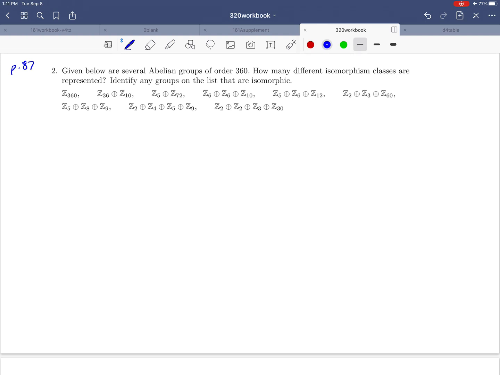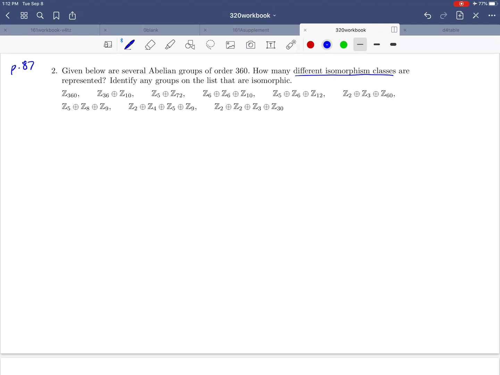Given below are several abelian groups of order 360, so every group on this list has 360 elements in it, and they ask us how many different isomorphism classes are represented. Basically, how many of these groups are really different, and then to identify any groups on the list that are isomorphic. There's a lot to do here, and I'd like to start by seeing if we can spot some groups on this list that are isomorphic. Maybe give some brief reasons.